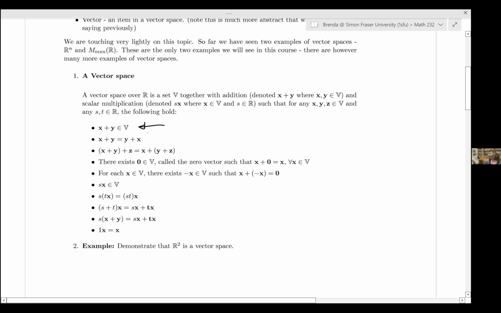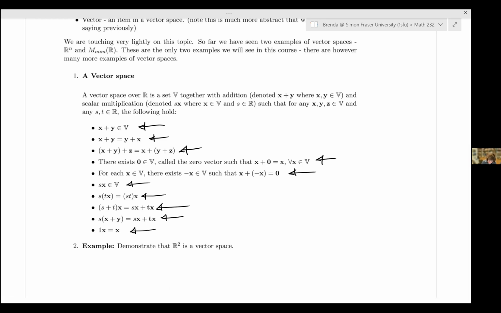This is closed under addition. Addition is commutative. Addition is associative. There's a zero vector, and if we add the zero vector to any vector, we get the vector we started with. There's an additive identity vector. If we have some vector, we can take the negative of it. If we multiply by a scalar, we remain in the vector space. Multiplication by scalars is associative. The vectors distribute over scalar addition. Scalar multiplication is distributive, and there is a unit multiplicative identity element.